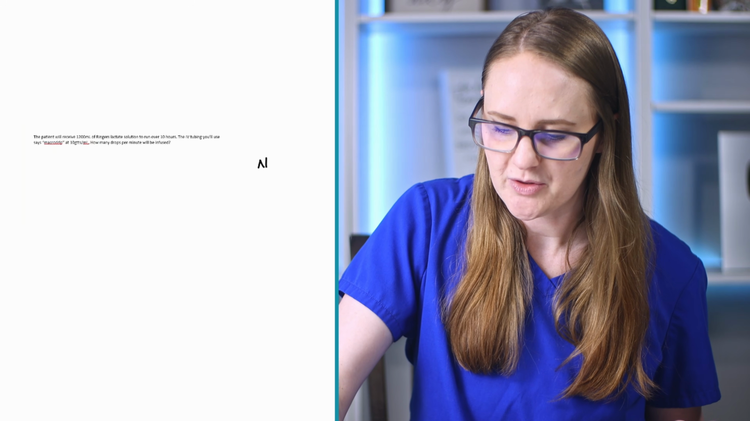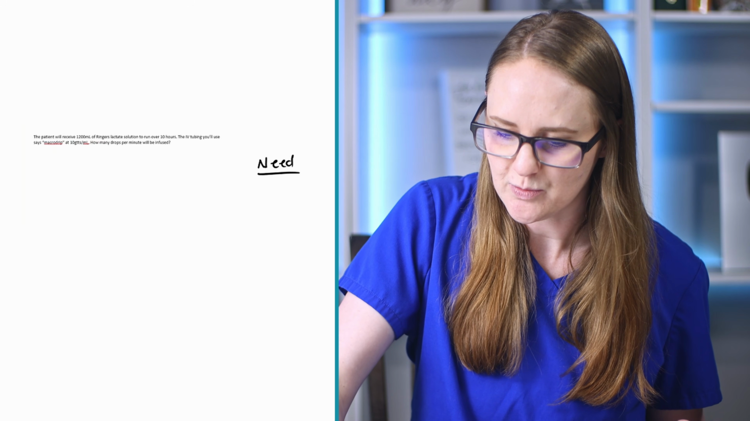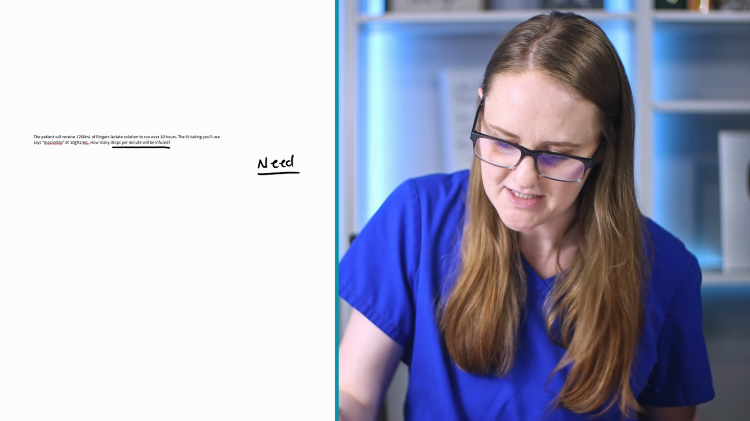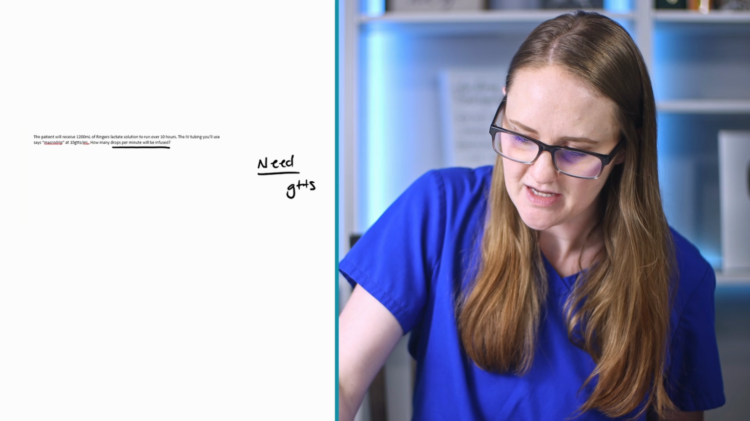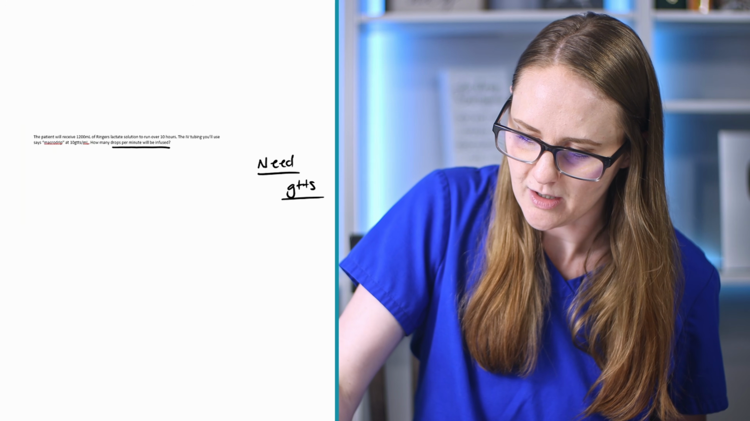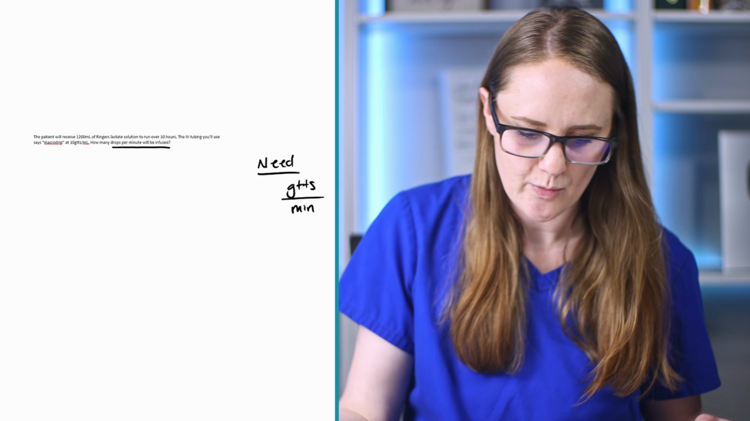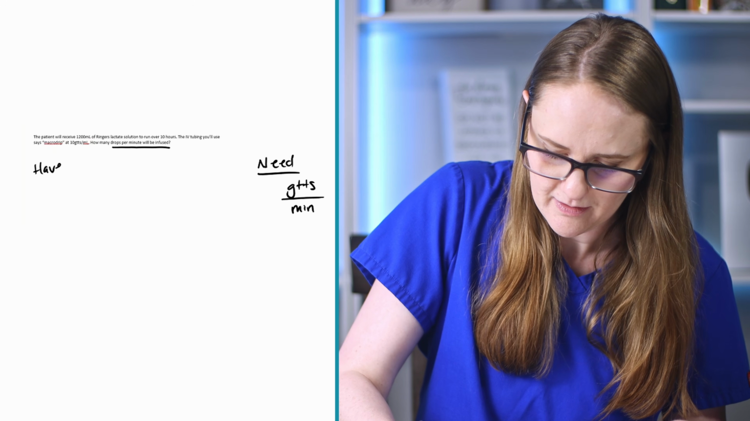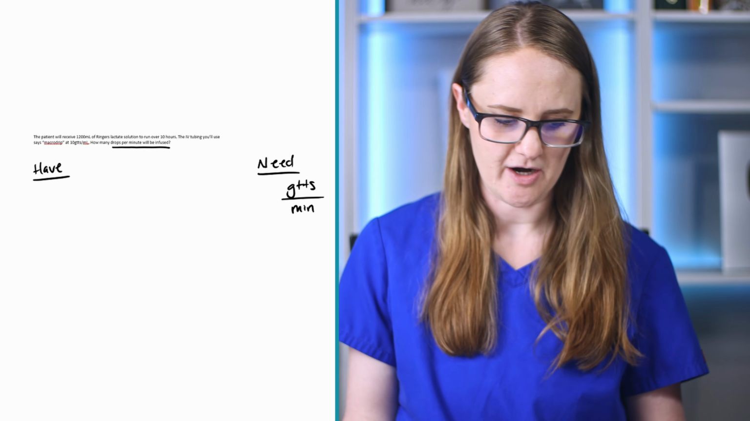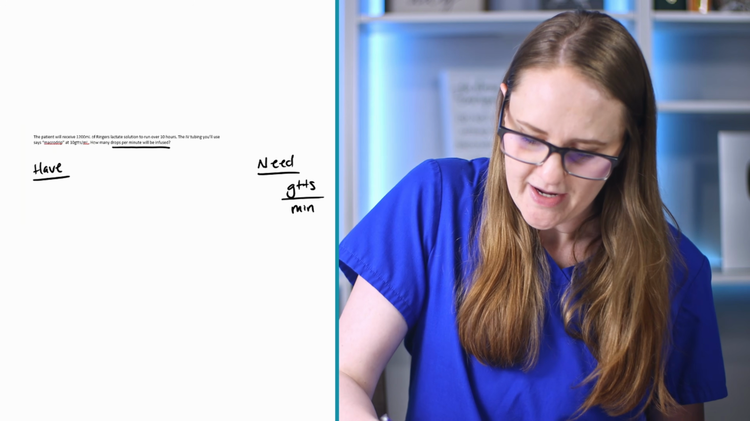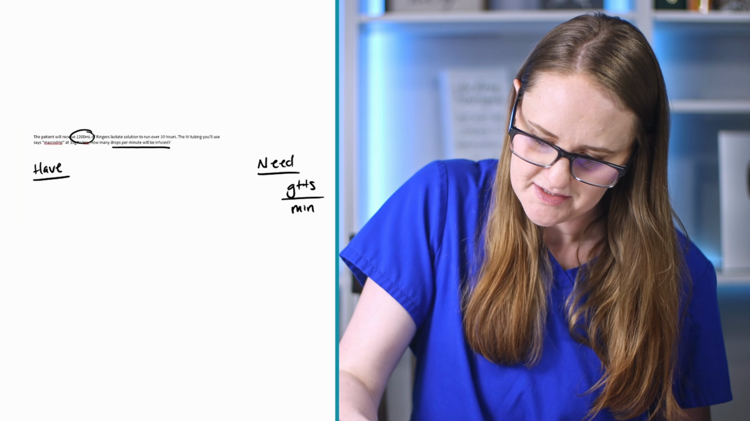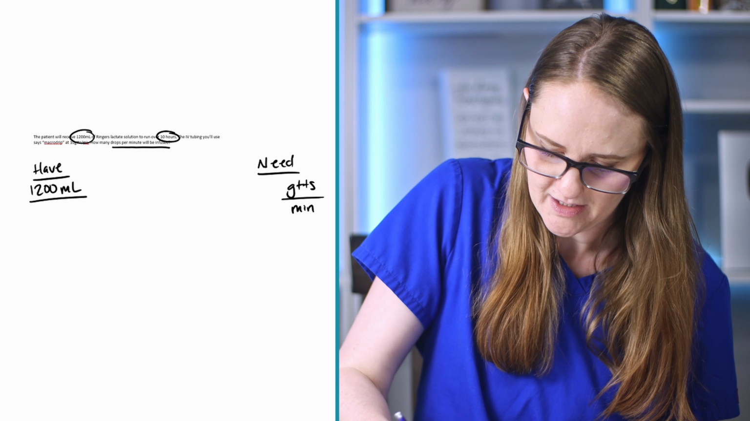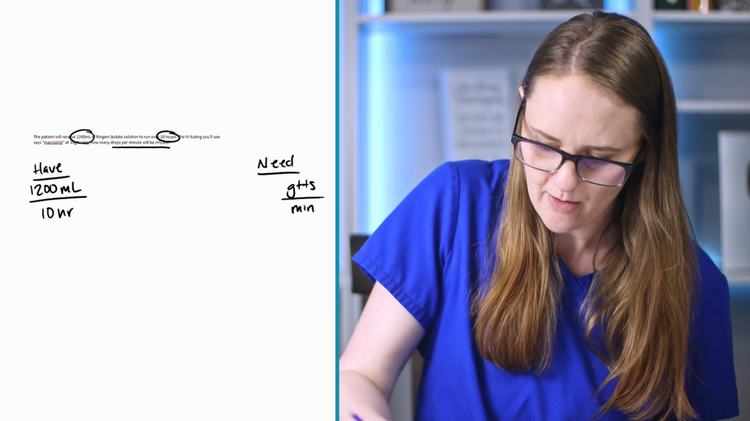So we always want to start with what we need, right? At the end, what do we need to end up with? Now, this question is asking us drops per minute, okay? So GTTS, again, per minute. That's what we need to end up with at the end, all right? Now, what do we have? The order that we have here is 1,200 mils to run over 10 hours. So 1,200 milliliters to run over 10 hours.